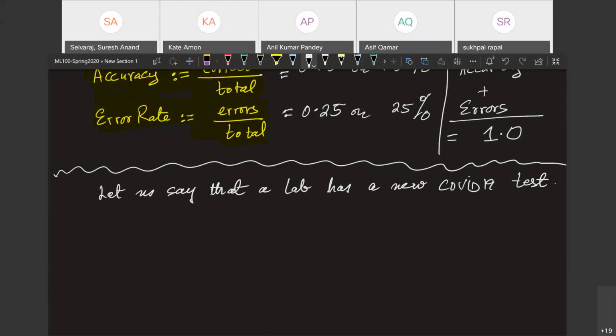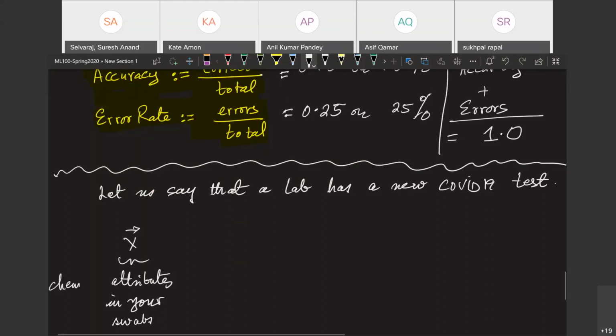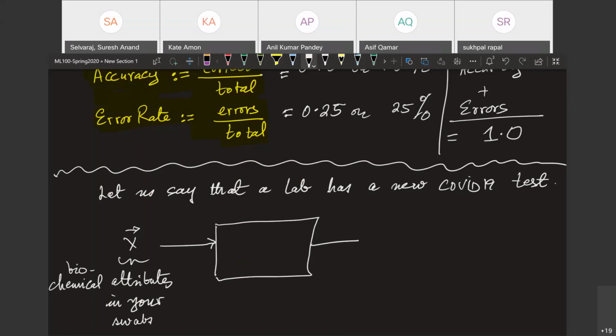So what it does is it takes the data X, which is, I don't know, attributes in your saliva, or not the saliva, I believe they work with nasal swabs, right? Yes. Swabs. Some biochemical attributes in your swabs. I don't know the details, so I'll leave it at that. That is your X vector. That goes into this. What is Y? Y hat belongs to the class of positive.